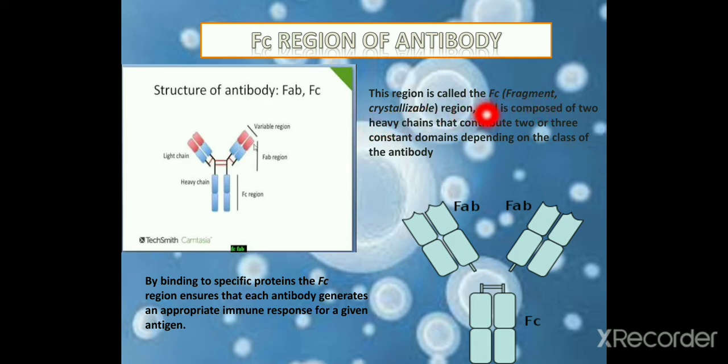What does the term Fc mean? Fc means fragment crystallizable region. It is composed of two heavy chains that contribute two or three constant domains depending on the class of the antibody. This upper part is Fab, and the lower one is Fc. By binding to specific proteins, the Fc region ensures that each antibody generates an appropriate immune response for a given antigen.